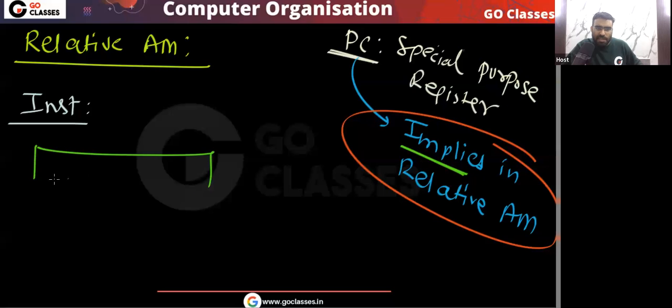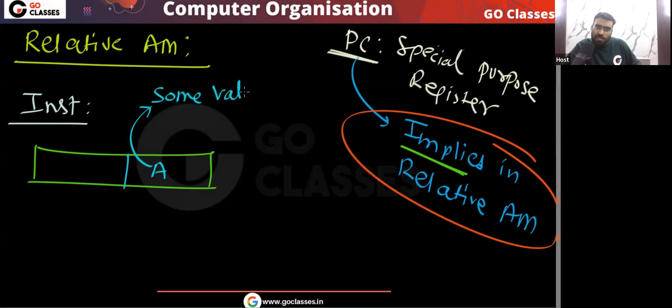So what will you mention then? Some value A you will mention. We will call it offset. This will become more and more clear why we call it offset. Don't worry. But this some value A you will store in the instruction.